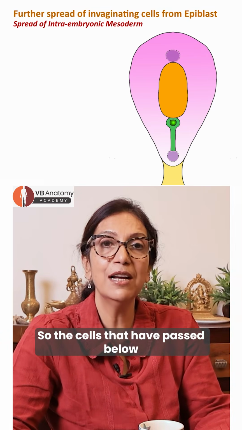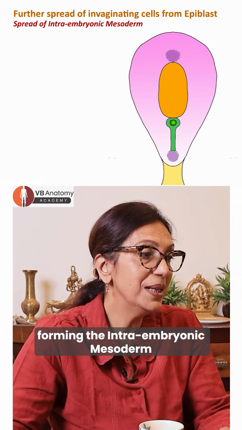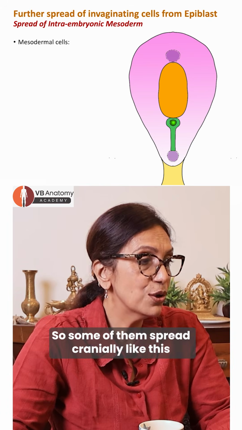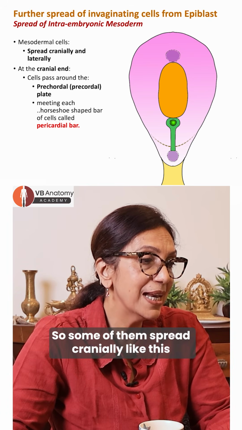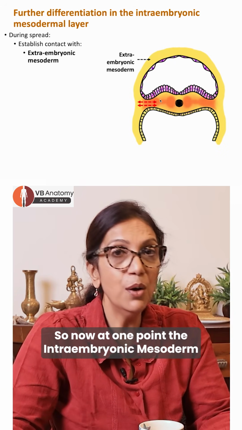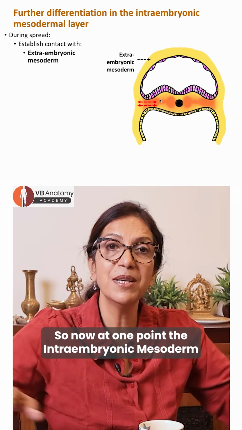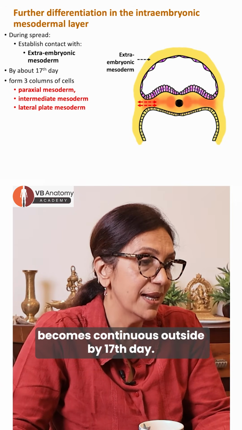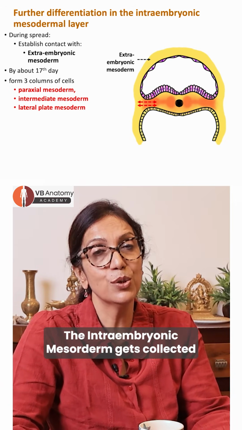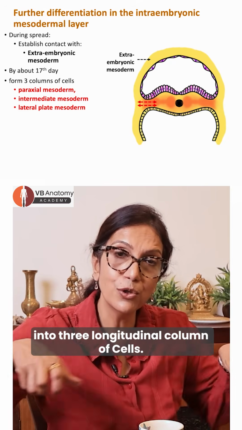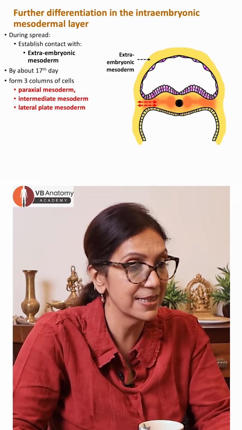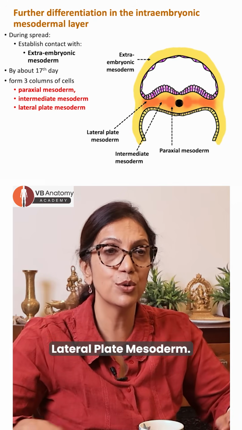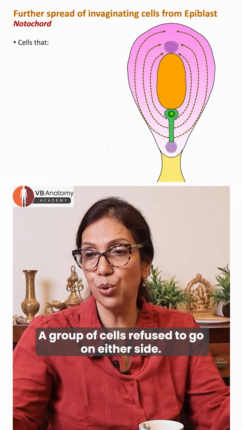So the cells that have passed below, forming the intraembryonic mesoderm, begin to spread out wide. Some of them spread cranially like this. So now at one point the intraembryonic mesoderm becomes continuous outside. By the 17th day, the intraembryonic mesoderm gets collected into 3 longitudinal columns of cells: paraxial mesoderm, intermediate mesoderm, lateral plate mesoderm.